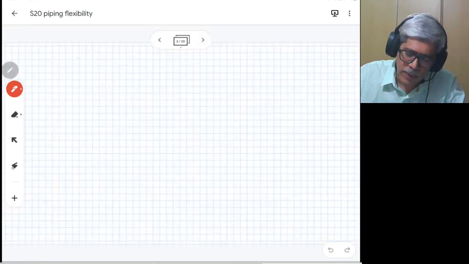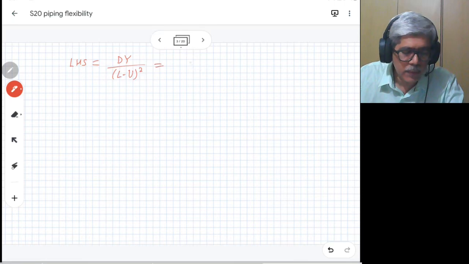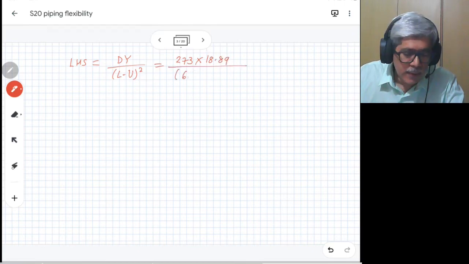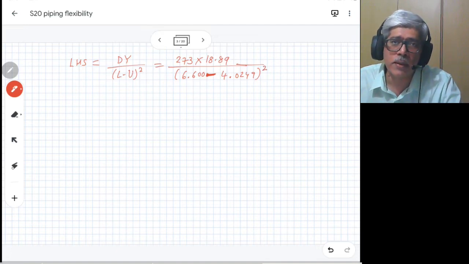So let's proceed with the left hand side, which will be d y divided by L minus u, the whole square. So this value is 273. y we have calculated as 18.89. L is 6.600 minus u is 4.0249, the whole square.